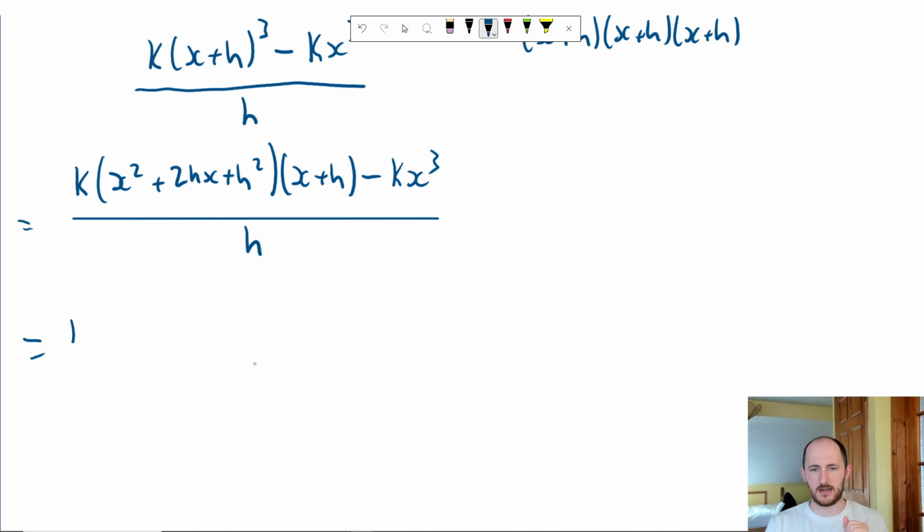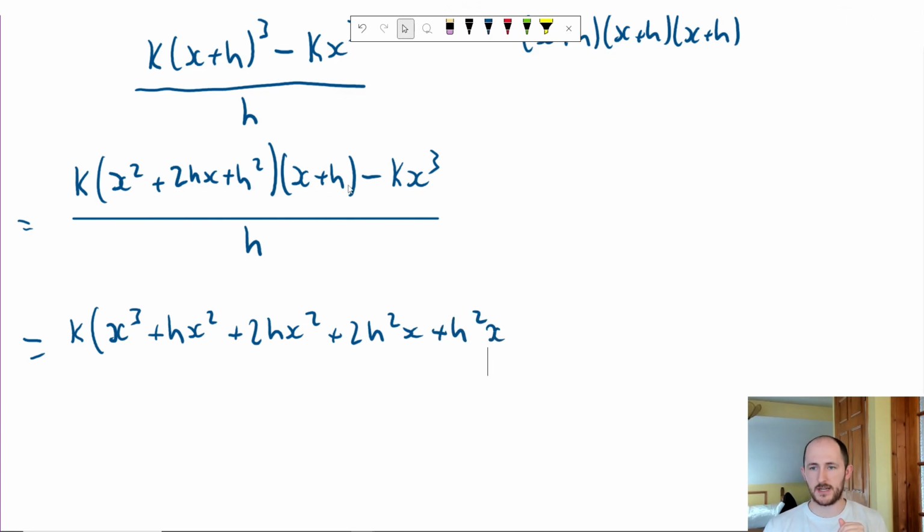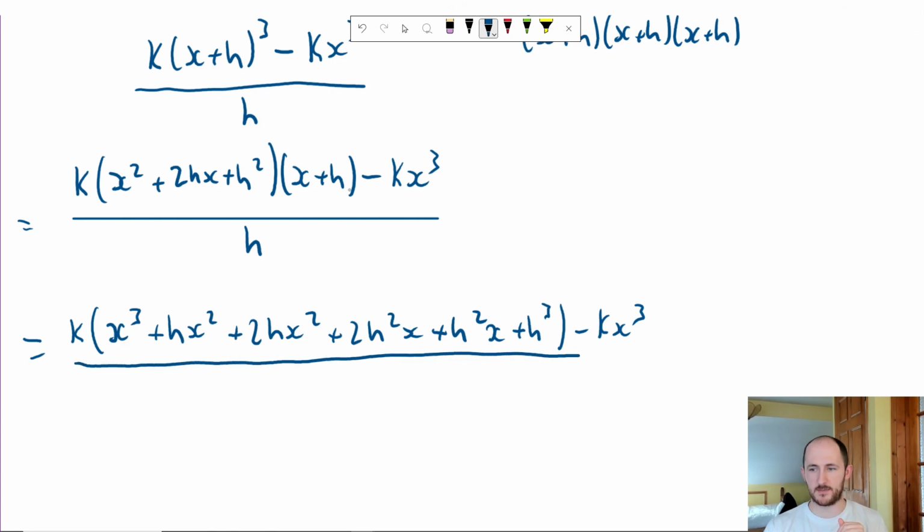So, here we're still going to leave the k on the outside. We have x squared times x, which is x cubed. x squared times h, which is hx squared. Then we have 2hx times x, which is 2hx squared, plus 2h squared x, plus h squared x, plus h cubed. Close bracket, minus kx cubed. I know this seems like a lot, but I promise we're going to start simplifying it now.